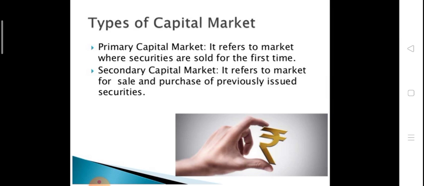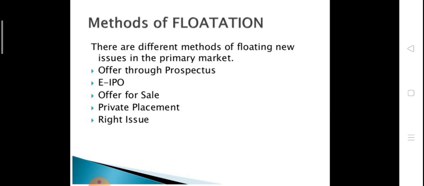Now, types of capital market. The capital market is divided into two parts, primary market and secondary market. As I said, the primary market refers to the market where securities are sold for the first time. If we purchase and sell our security for the first time, we go to the primary market. The secondary market refers to the market for the sale and purchase of previously issued securities. If we previously purchased some securities and then want to sell them, we go to the secondary market. So the primary market is for fresh assets, the first time, and the secondary market is for the second time.